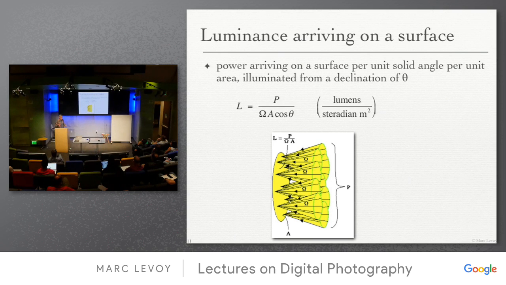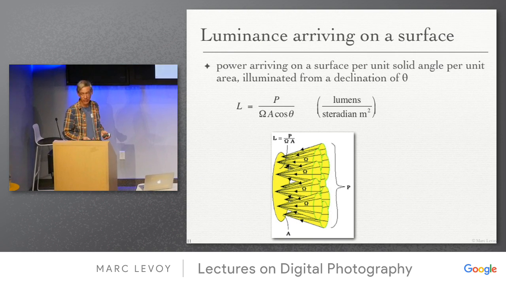Okay. So we can also talk about, in those same units, the amount of light that arrives at a surface from someplace else. It would come in like that. We can talk about the lumens per steradian arriving at every point on the surface, per meter squared. And that's the same concept of luminance.